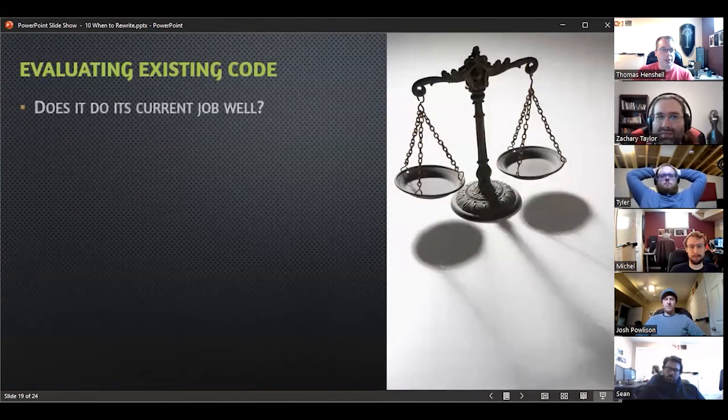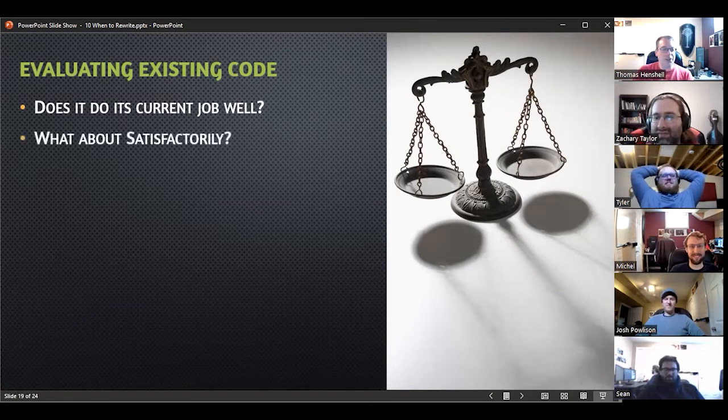So how do we evaluate the existing code? Does it do its current job well? I think a lot of you would say, no, it doesn't. Okay, so that's why I put the next one. Does it do it satisfactorily? So can I satisfice with this code? Because if it's okay, and okay is a very low bar, then I don't have to waste my time doing that. I can move on with my life, get a feature done, and work on other parts of the game, right? So does the existing code satisfy me?